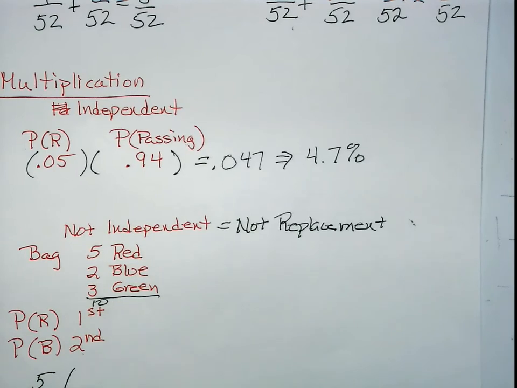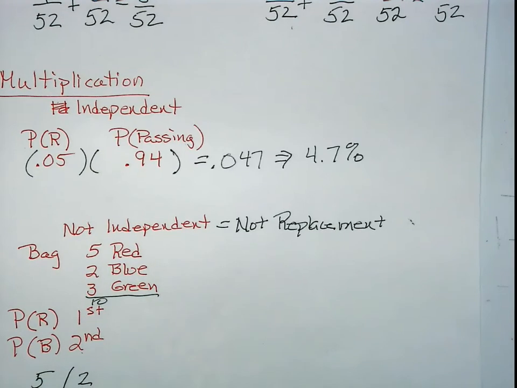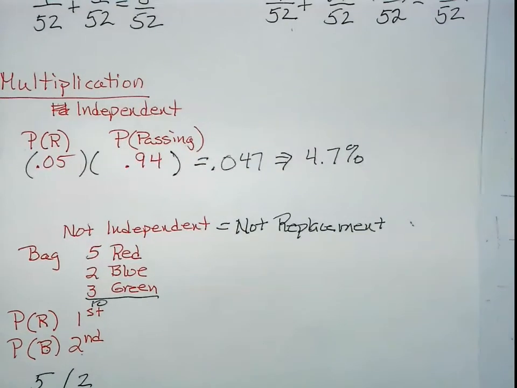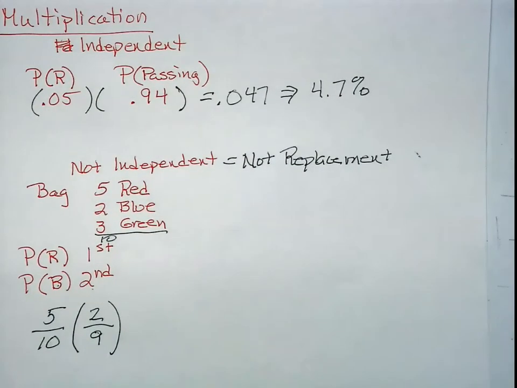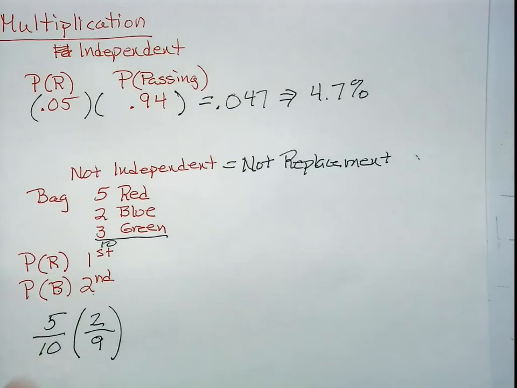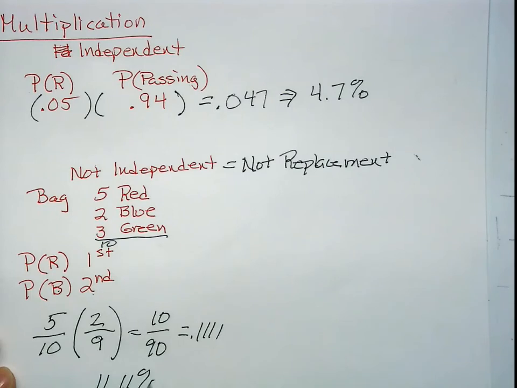The probability of then getting a blue, we still have 2 blue, but how many marbles are left in the bag? 9, because that red one is in my pocket. And this is all called conditional. You have to assume that the first pick, the first event, did happen. We did get a red one. When you multiply these out, 10 over 90 is 0.1111 or 11.11%.